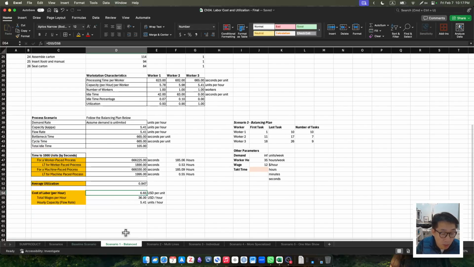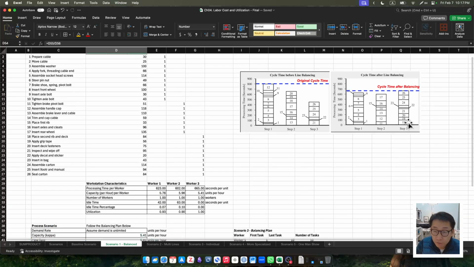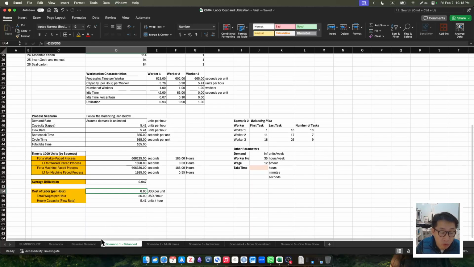So the beauty of this particular scenario is that you didn't actually do anything. You didn't upgrade your machine. The only thing you did is implement this managerial idea called line balancing, which resulted in huge savings in your direct labor cost.